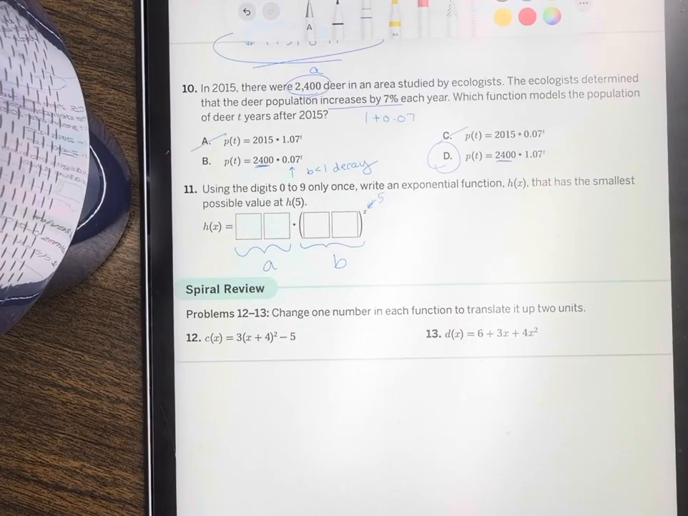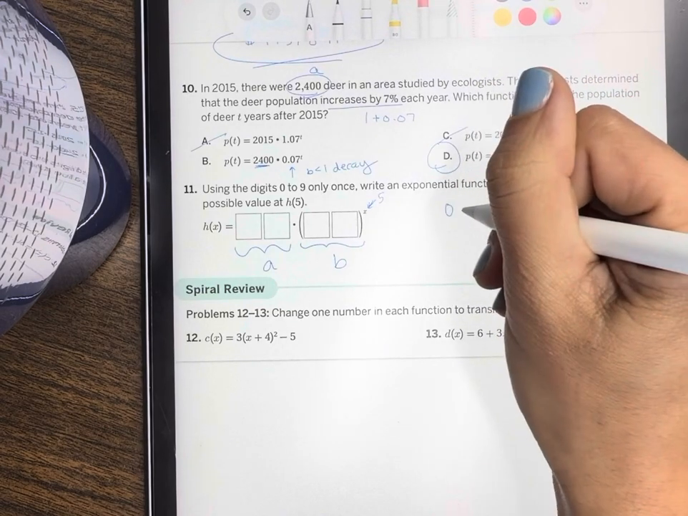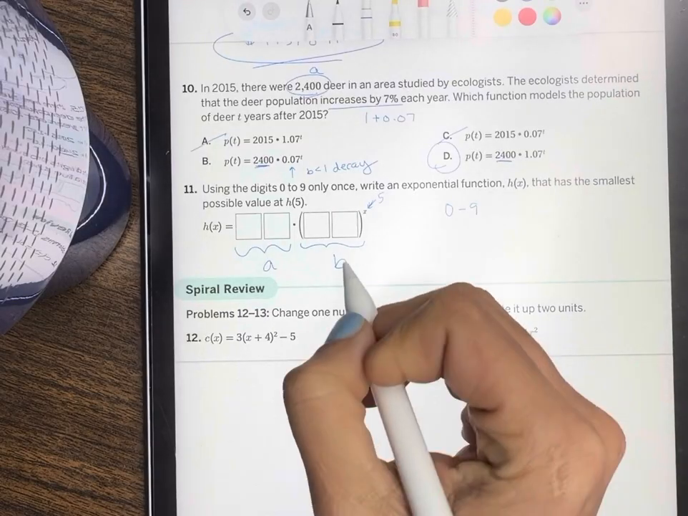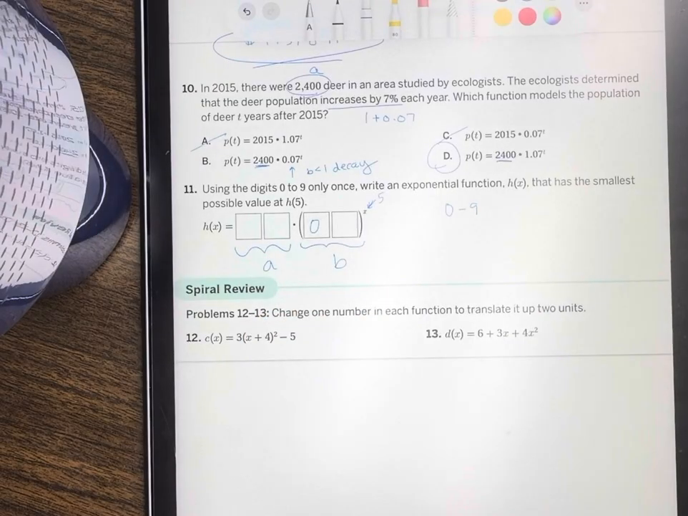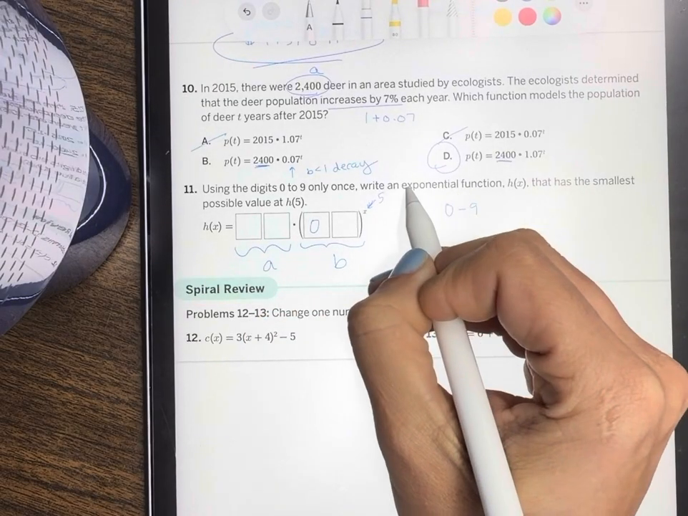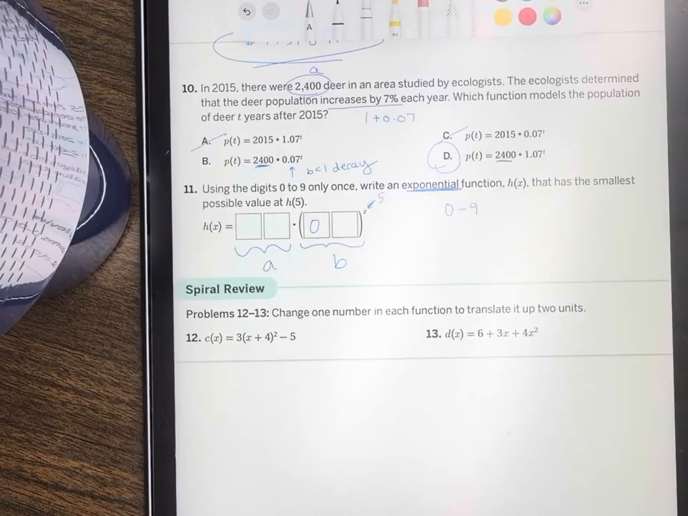I want the absolute smallest number that I can possibly get using the digits from 0 to 9. And making b the smallest is the way to go. So I'm going to put a 0 in the first spot. And they told me my function has to be exponential, which means I have to put 2 in the second spot. You guys, exponential functions cannot have a base of 1 because then they're just a horizontal line, okay? So the smallest possible base that I can have is using 0 and 2.